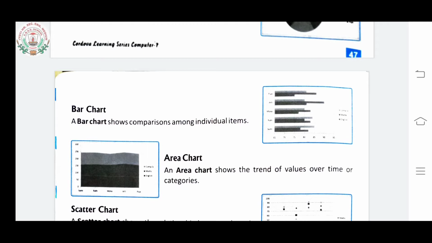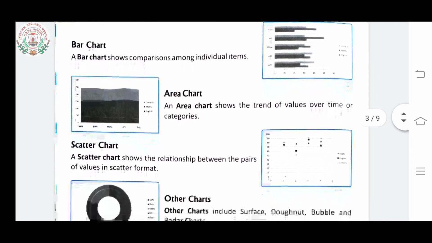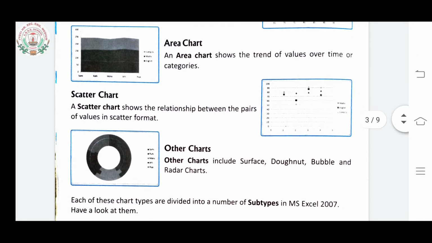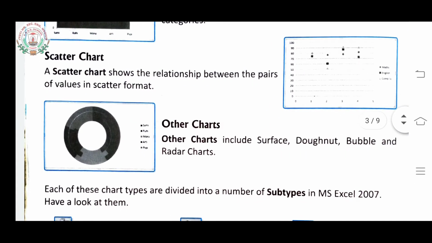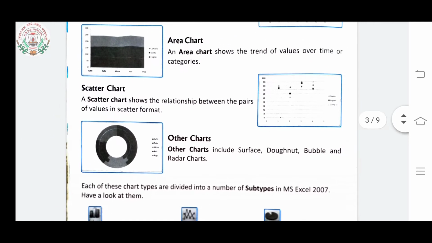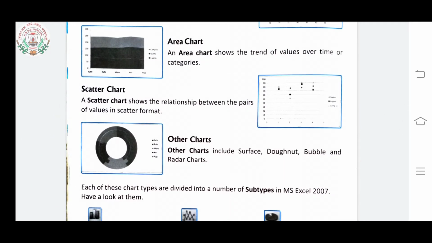Then comes the area chart. Area means how much area the object has covered, and that is called an area chart. Then the scatter chart: here dots will be there, showing the relationship between pairs of values in scatter form. And then other charts are there, like donut. The shape you are getting here is called a donut shape. And a bubble chart is also there. Then a radar chart is also there. These are the different types of charts.